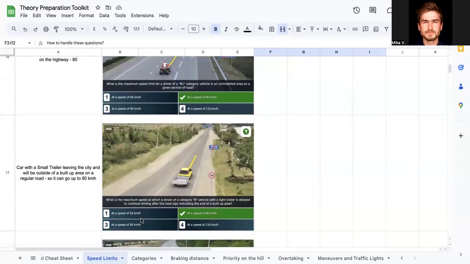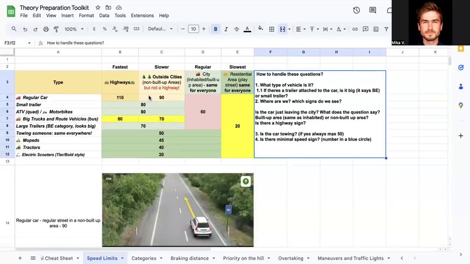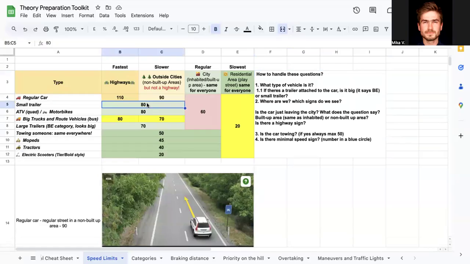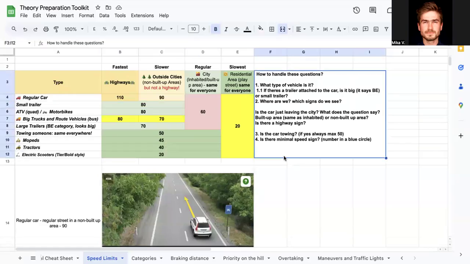Same here, right? What is the maximum speed at which a driver of category B with a light trailer is allowed to continue driving after the road sign indicating the end of a built-up area, right? Inside of a built-up area, it could only go, there is like a 50 sign. It can only go up to 50, but after he's leaving, it's a small trailer. So remember, small trailers can go 80 outside of the cities. Inside of the cities, obviously, this is the max, the 61.